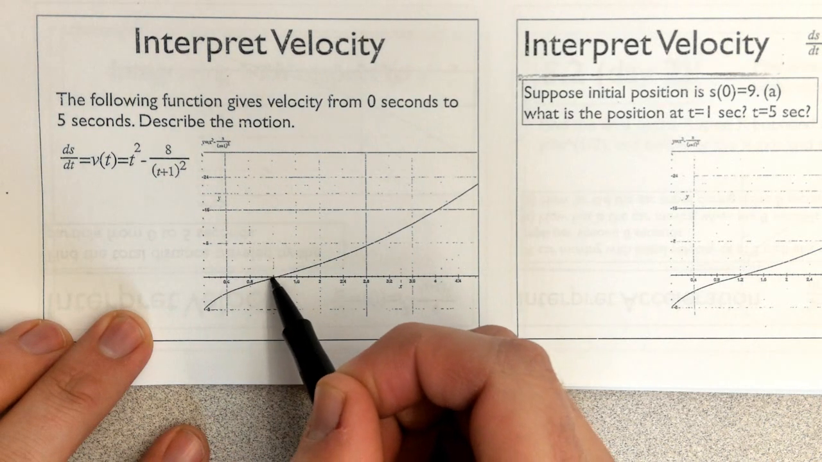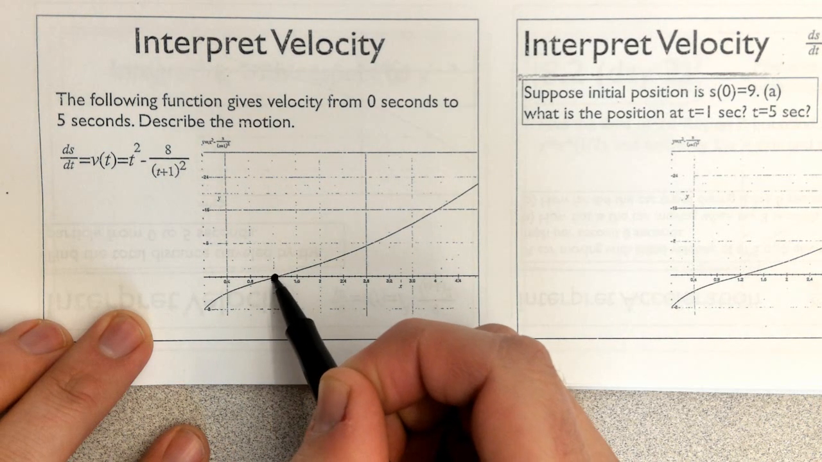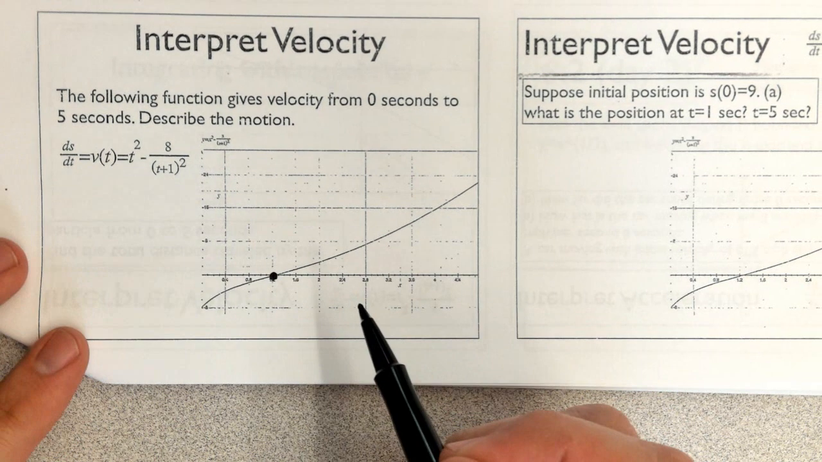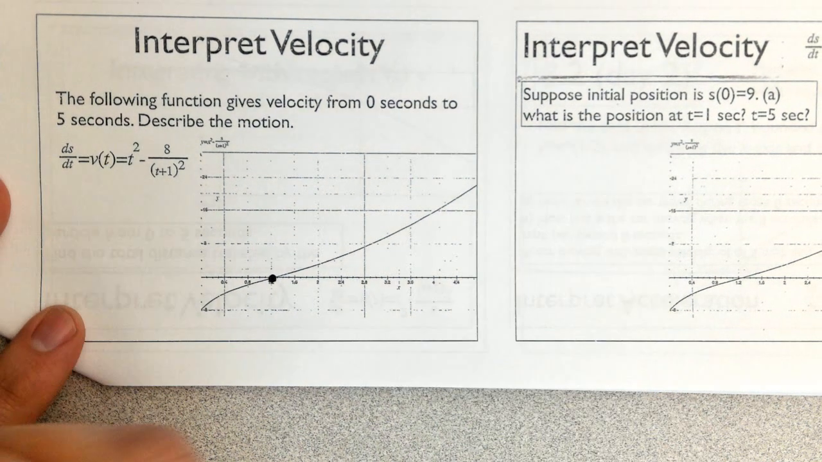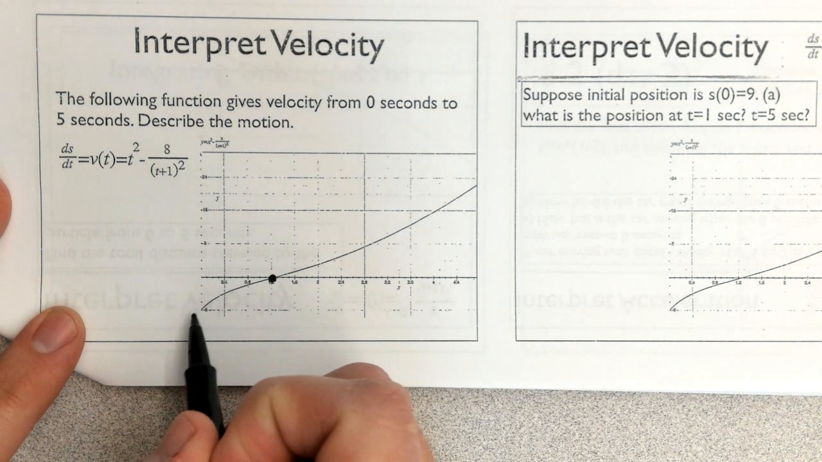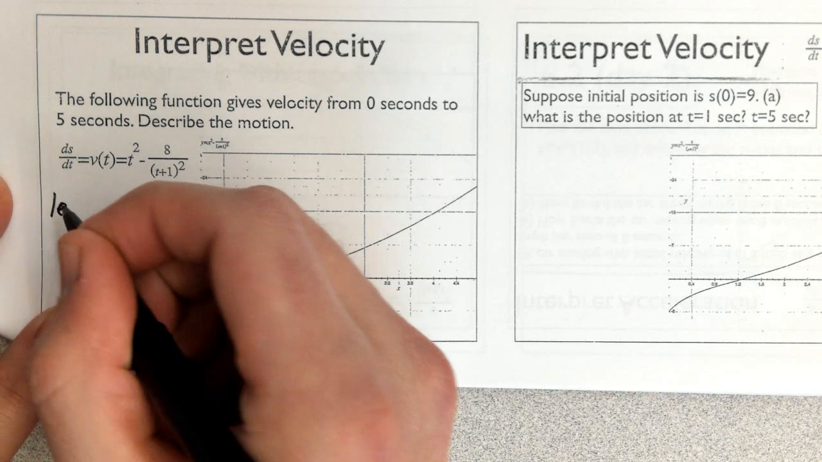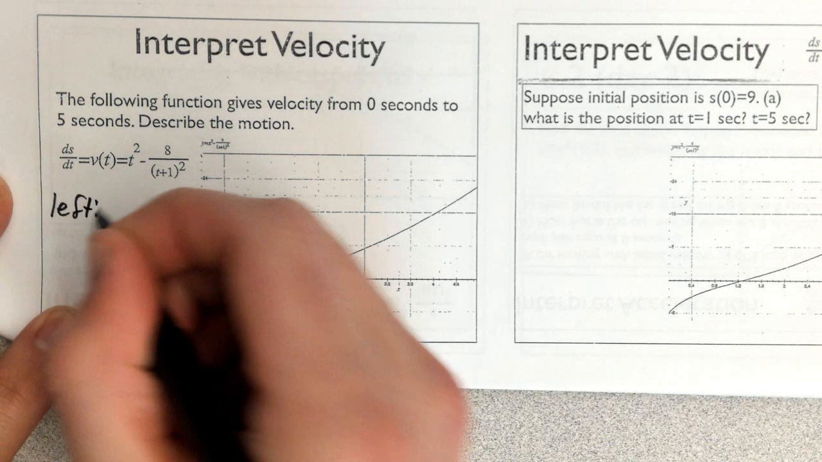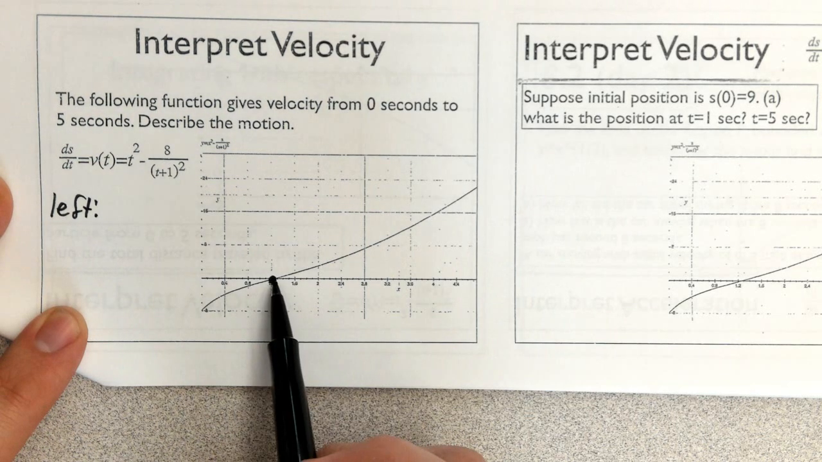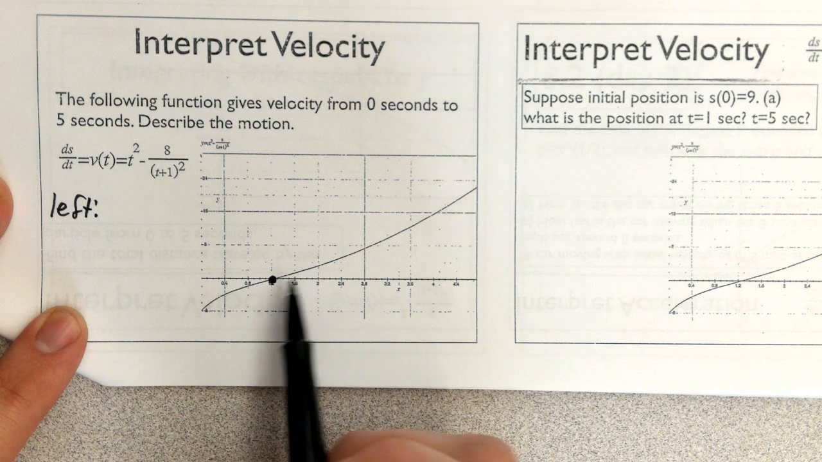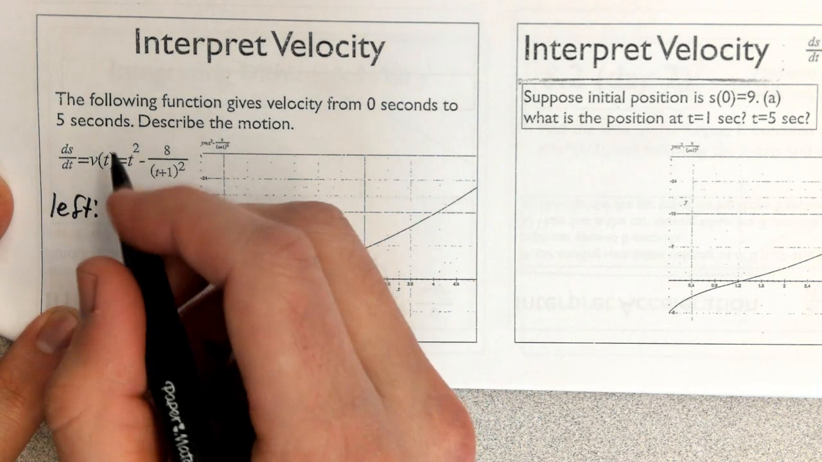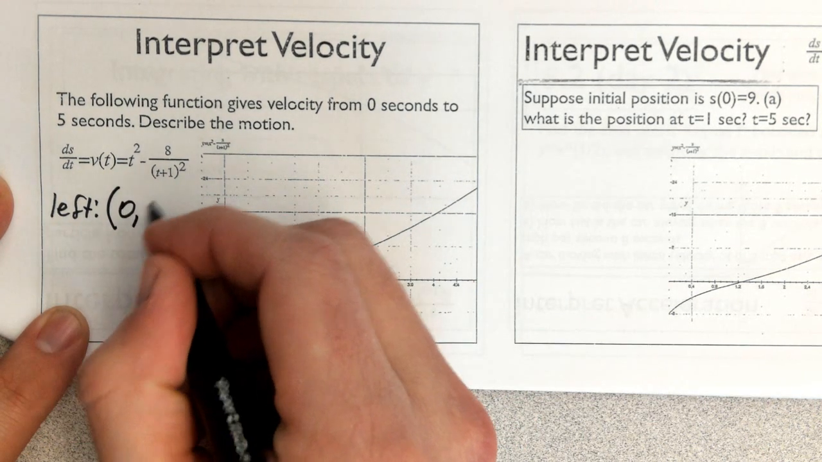And so what we're going to do is look at this graph and see, all right, well, when is the velocity negative? When is it 0? And when is it positive? Because that'll tell us when it's moving left, right, or stopped. So let's start just by looking at when it's negative. And that's when it's moving left. So it'll be moving left from 0 to 1.25 is where that crosses. I know it's a little difficult to see, but it's moving left from 0 to 1.25.